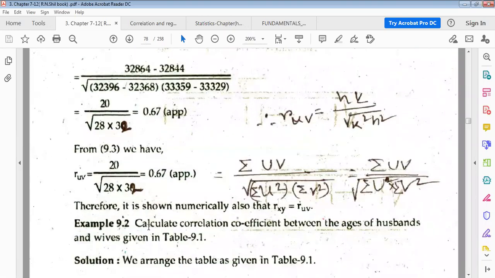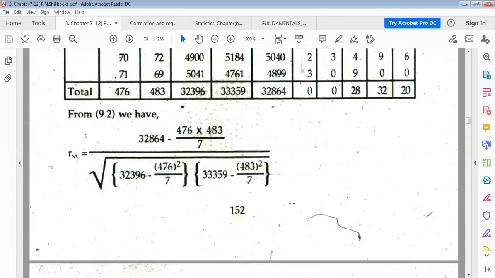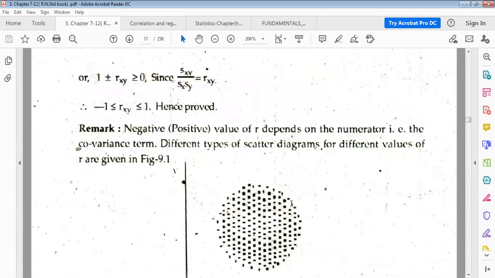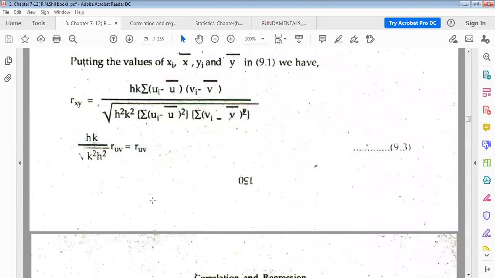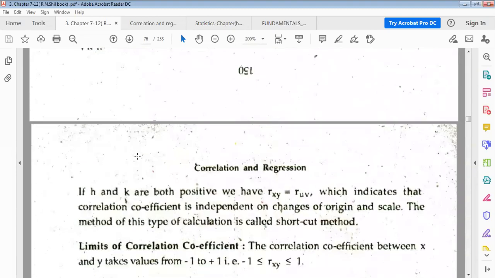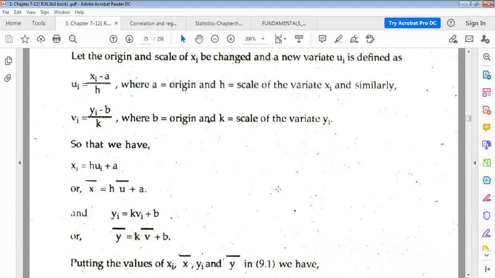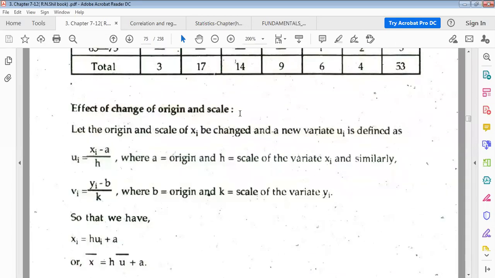Okay, similarly from the other data, what does ruv mean? Ruv means the correlation coefficient between u and v. Just putting the values we get 0.67. Similar process. Therefore, we have shown numerically that rxy equals ruv. Understand? We have proved it previously. Rxy equals ruv. We have proved this numerically here, and theoretically we proved it in the effects of change of origin and scale.